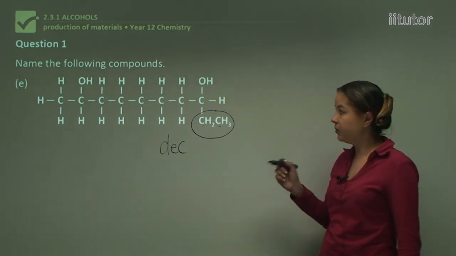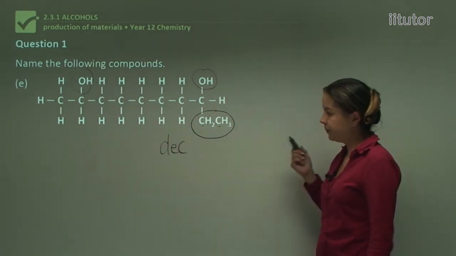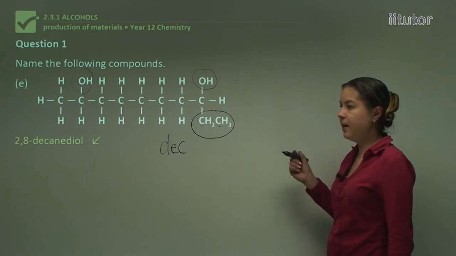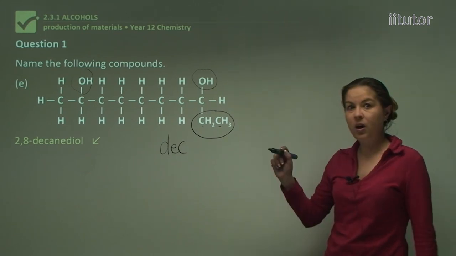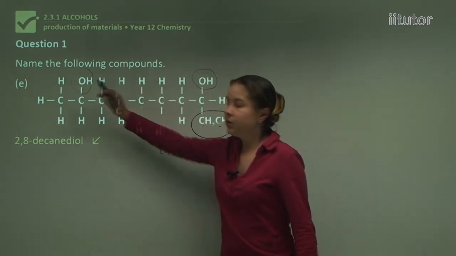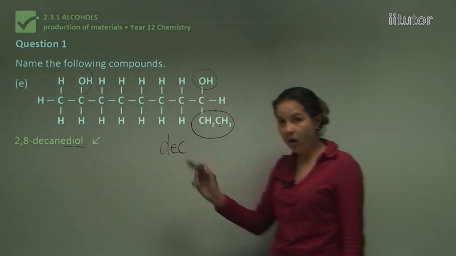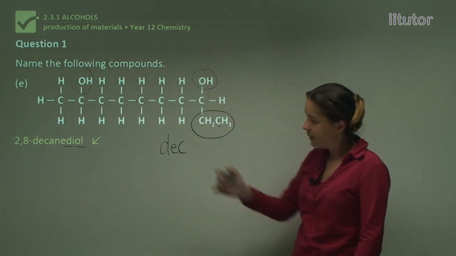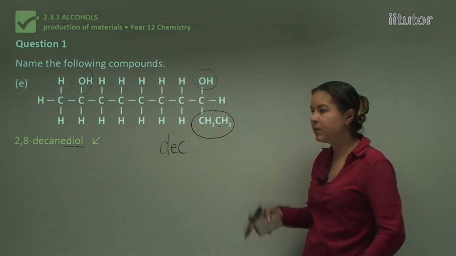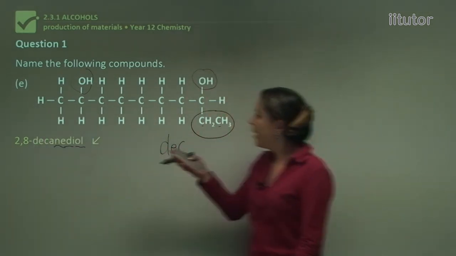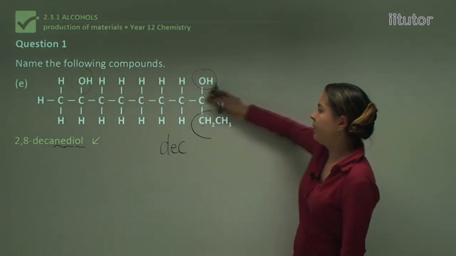And then we look for other functional groups. Okay, we have a hydroxyl there, and we have a hydroxyl there. So this compound is named 2,8-decane diol. Why? Because we have 2 hydroxyl groups, we have to put in di and ol for the alcohol group, and the backbone is decane because it has 10 carbons. It's an alkane, so it's ane. And the 2-8 refers to the position of the hydroxyl groups on this compound.